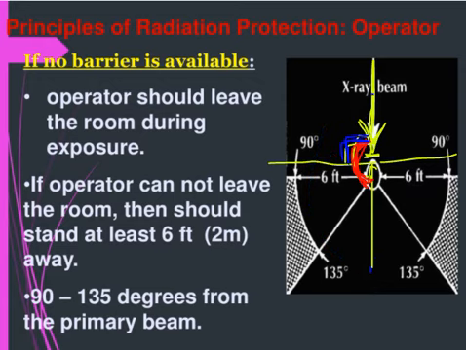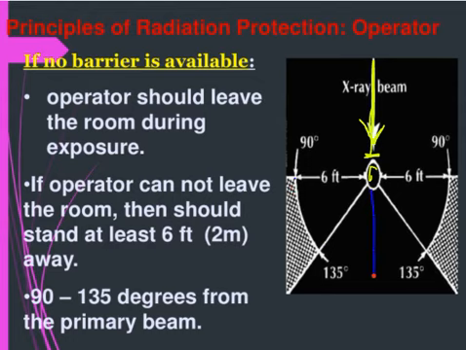Okay, so what are these numbers and degrees? When a barrier is not there, what should you be doing? You have to stand 6 feet away from the patient. First point. 6 feet means 2 meters away. So first stand 6 feet away. Where? Okay. Between 90 degrees and 135 degrees.